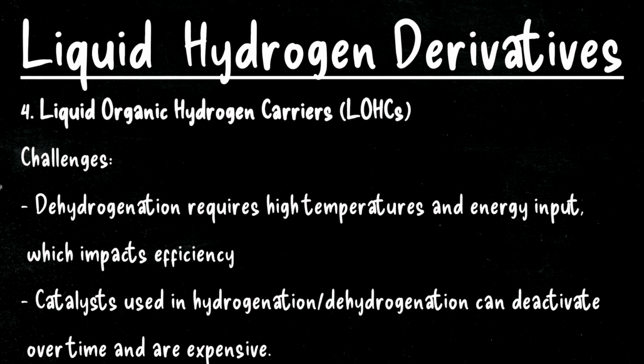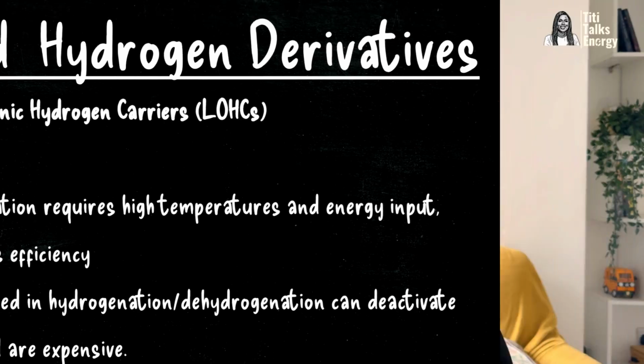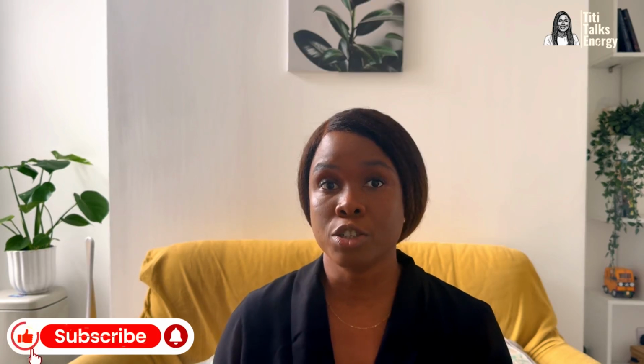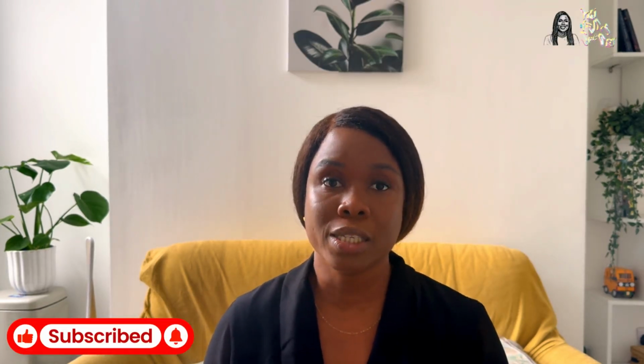The catalysts used in hydrogenation and dehydrogenation can deactivate over time, and they can be quite expensive. And as well, still on the subject of cost, the initial cost of liquid organic hydrogen carrier materials and equipment is high. Germany's Chempack Dormagen is the site for the world's largest industrial LOHC plant with a capacity of 1,800 tons of hydrogen per year, showing strong commercial interest. It is scheduled to be commissioned by 2027.